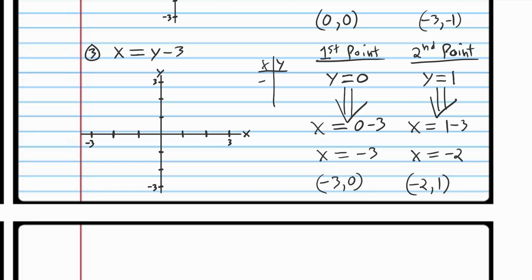All right, so -3, 0, and -2, 1. So first point is there, and second point is there. So we'll connect the dots. And you don't have to use colors. So if you don't have colors, don't worry about it.